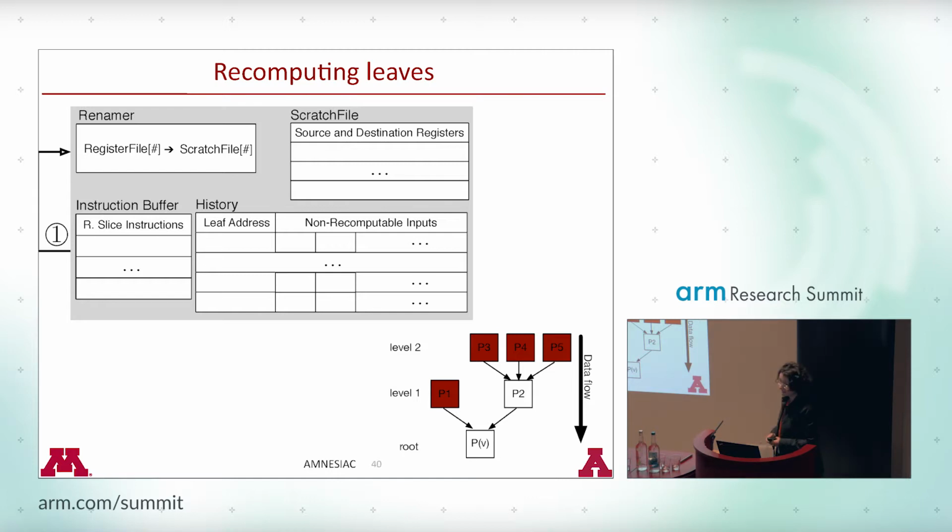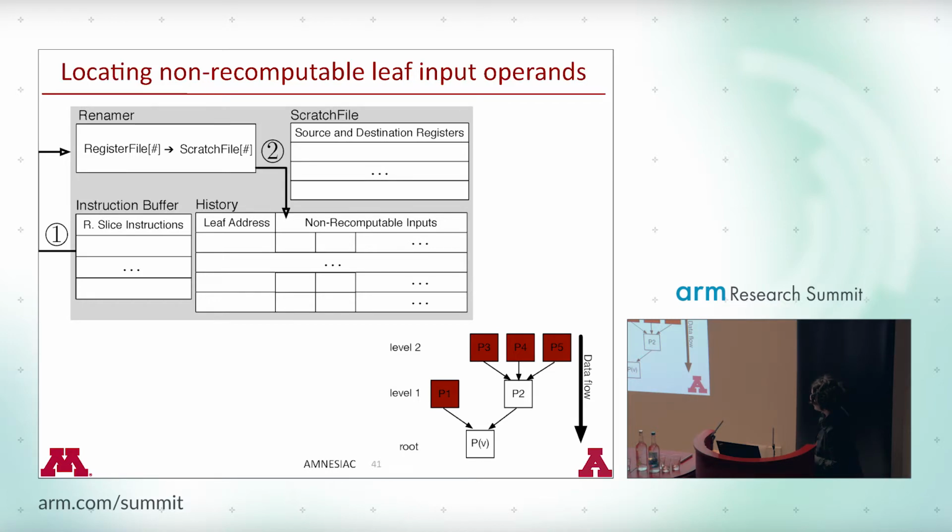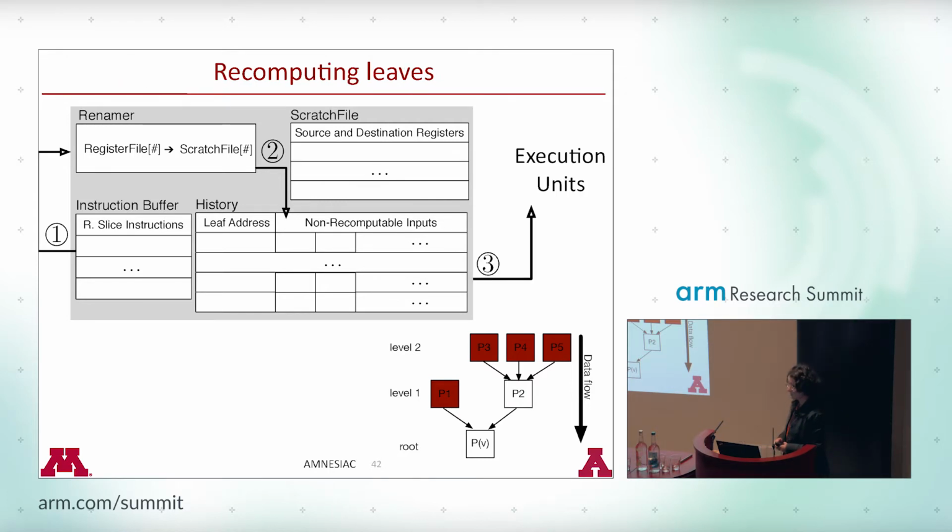Each leaf first has to have its destination registers renamed. And following this, if its input operands are non-recomputable, it needs to probe the history buffer to collect the input operands. They directly go to execution units, and upon completion of execution, the leaf writes the corresponding result to the scratch file. Of course, we may have leaves which don't need any buffering, and in this case, we don't need to access the history file. So a leaf input operand, for instance, may still be residing in the register file, may correspond to a live register value in this case.